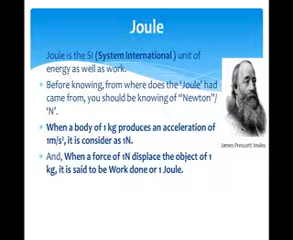Before knowing where the joule came from, you should know about the Newton, that is N. So what is a Newton? When a body of 1 kg produces an acceleration of 1 meter per second square, it is considered as 1 Newton. And when a force of 1 Newton displaces an object by 1 meter, it is said to be work done of 1 joule. And you should know that the joule is named after James Prescott Joule.